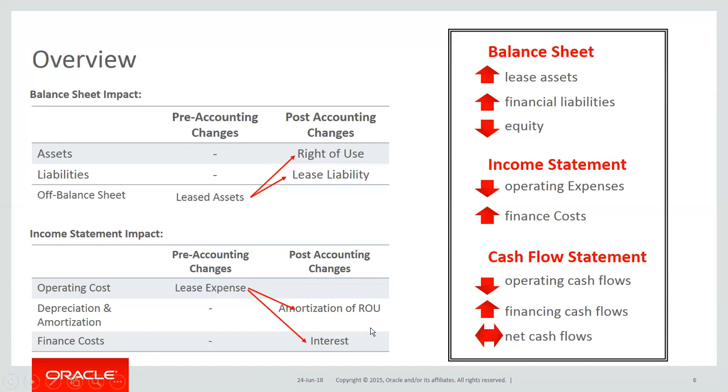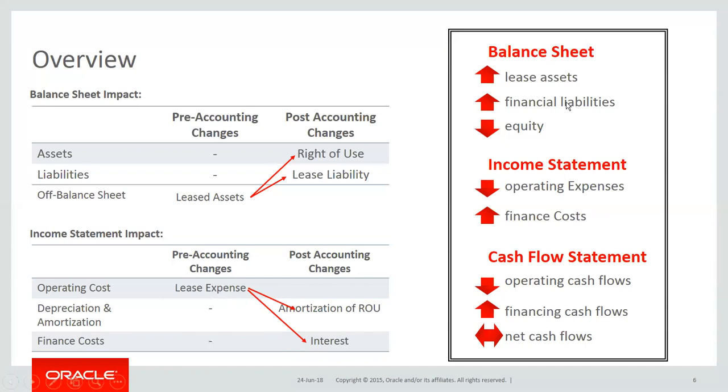For US GAAP, however, it still says the lease expense, the single expense, which is the average of all your payments. That average is what is going to be called lease expense. And the split is not so important for US GAAP, but the way you arrive at this amount is going to be very important.